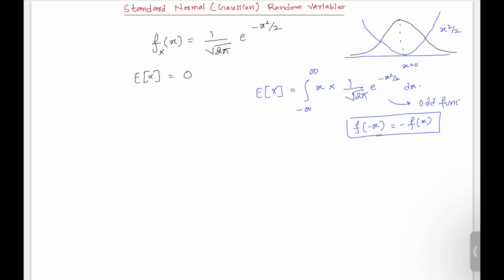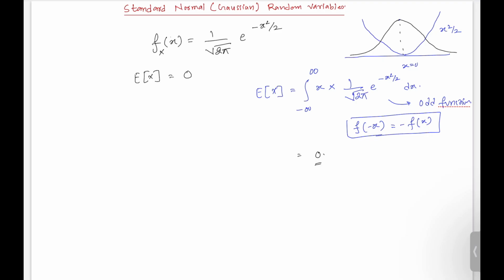Once you put x equals minus x, x square will again be the same thing, but the factor x becomes minus x, so f of minus x will be minus times f of x, which means this function is an odd function, right? And we know the integral of an odd function is 0, right? So the expectation of this random variable would be 0.